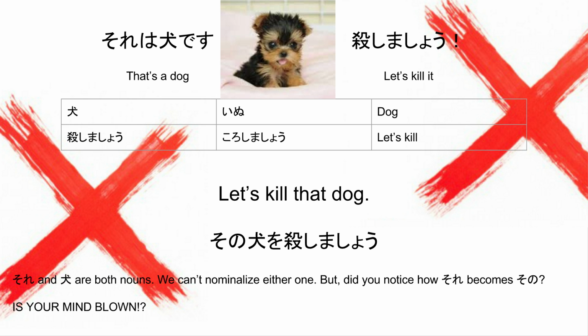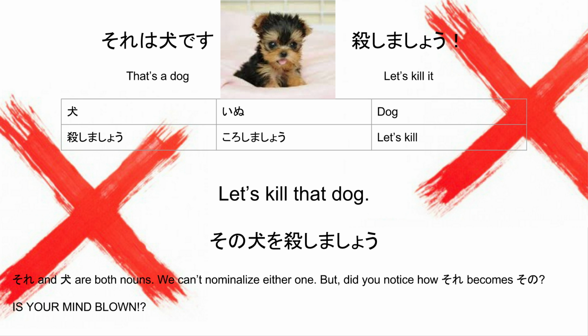Alright, so the next sentence we had sore wa inu desu. If you look at that sentence though, we have sore, a noun, and inu, a noun. So we can't really do anything. We can't nominalize a noun. Kuroshimashou, let's kill it. That was just to make a dramatic, terrifying sentence for everybody to latch onto. Inu's dog, kuroshimashou, is let's kill. So that poor little puppy right there. But see all the red X's, that means we can't do it, so we're not going to kill it, okay? So don't worry, the puppy's still alive and well.